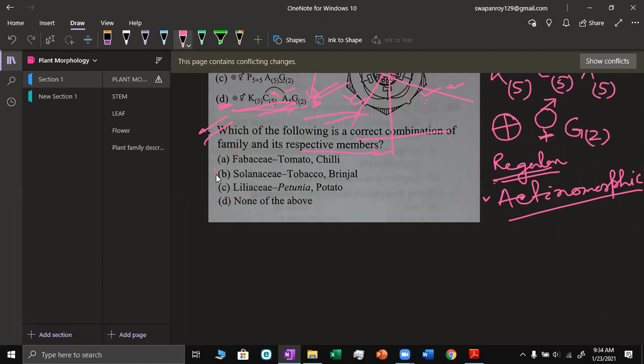B is the correct combination because tomato and brinjal belong to Solanaceae. Here Fabaceae, tomato, chili, this is also for Solanaceae. Is it? This one is not correct. This is the correct combination. In this, Liliaceae, petunia, potato, this is also Solanaceae. Petunia and potato also belong to Solanaceae. So all the members given here belong to family Solanaceae.